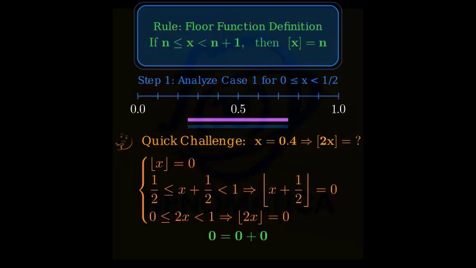Also, 1/2 is less than or equal to x plus 1/2, which is less than 1, so the floor of x plus 1/2 equals 0. And 0 is less than or equal to 2x, which is less than 1, so the floor of 2x equals 0. Substituting gives 0 equals 0 plus 0, so the identity holds in case 1.